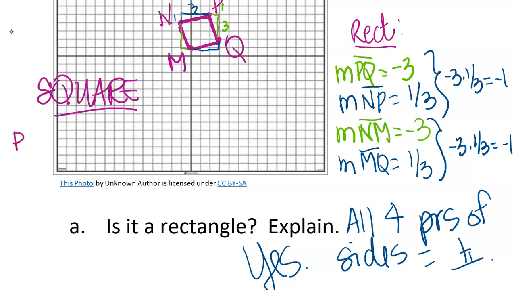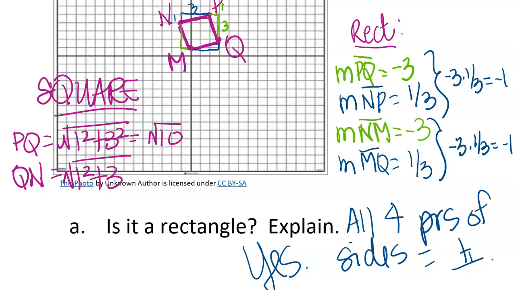Okay, so PQ is the square root of 1 squared plus 3 squared, which is the square root of 10. I'm going to do QN. It's 1 and 3 again, isn't it? So it's the square root of 1 squared plus 3 squared, which is the square root of 10. And you're going to keep doing that, and they are all going to be the same. So NP is the square root of 1 squared plus 3 squared, and NM is also the square root of 1 squared plus 3 squared.